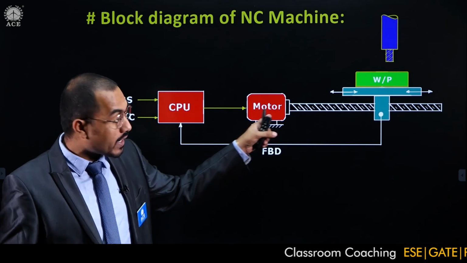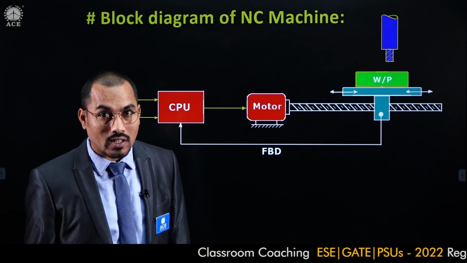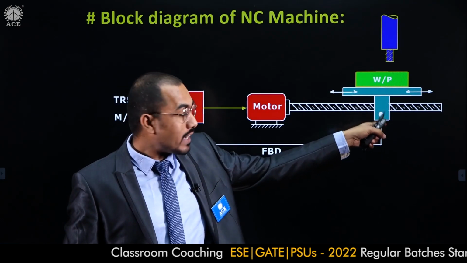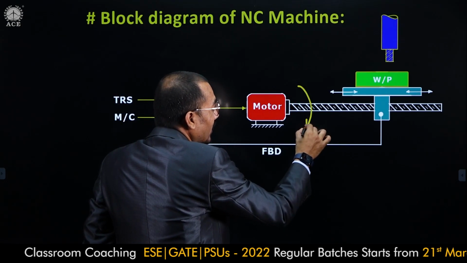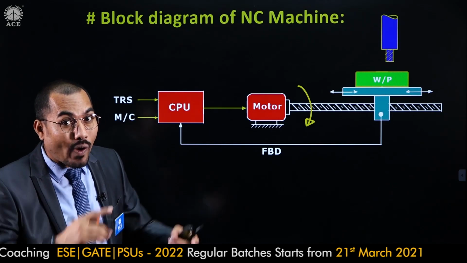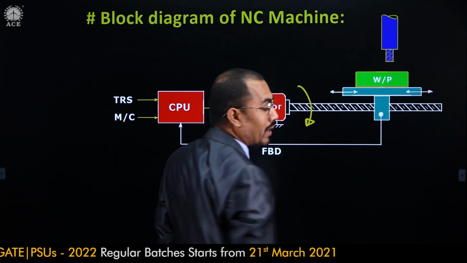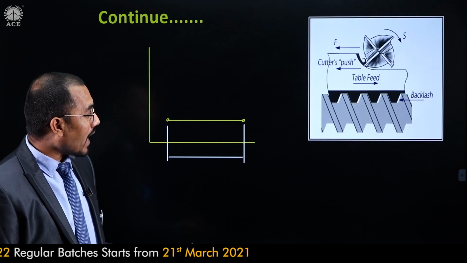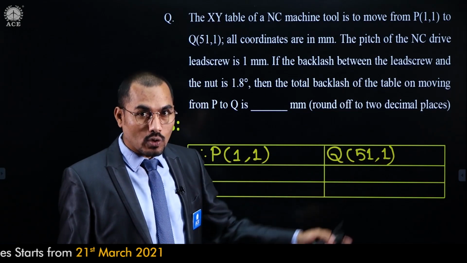The motor shaft is connected to the lead screw shaft. The lead screw has external threads, and those external threads are engaged with the internal threads of the nut. The nut is attached to the work table, and when the motor shaft and the lead screw shaft start rotating, the rotational motion of the lead screw, while meshing with the nut, is converted into linear motion of the work table, and the work table will start to move. So the work table should move from point P to point Q, and the coordinates are given.